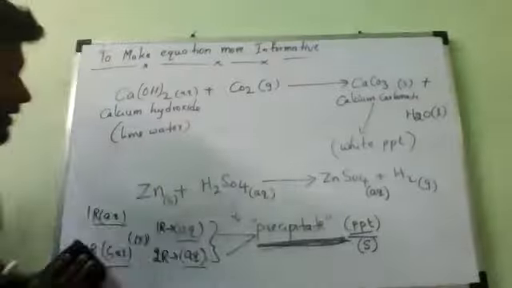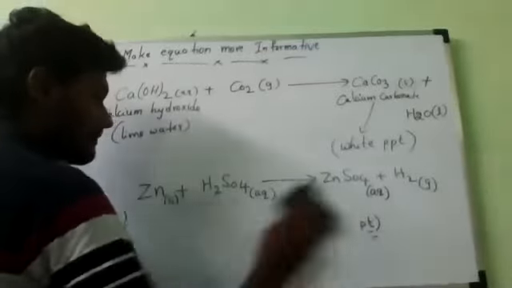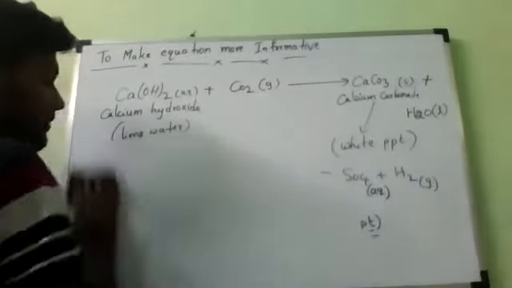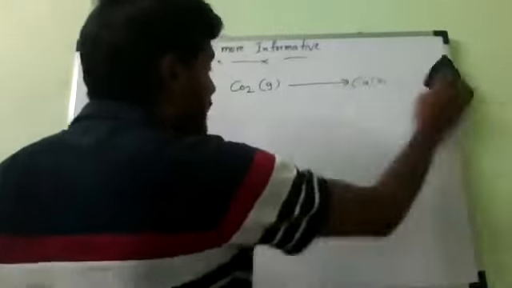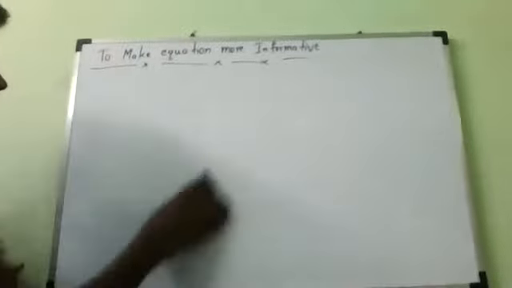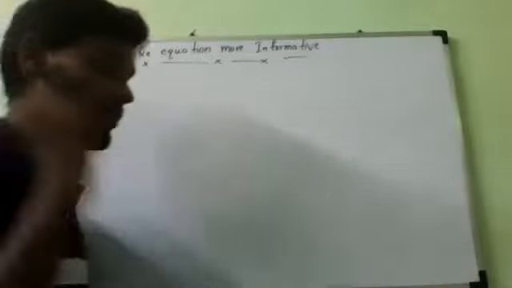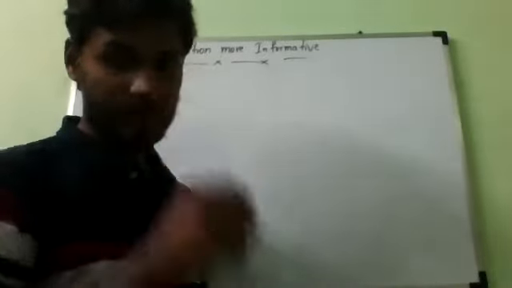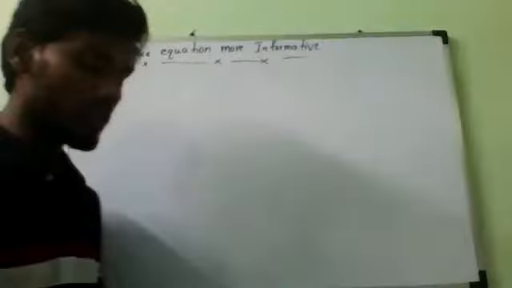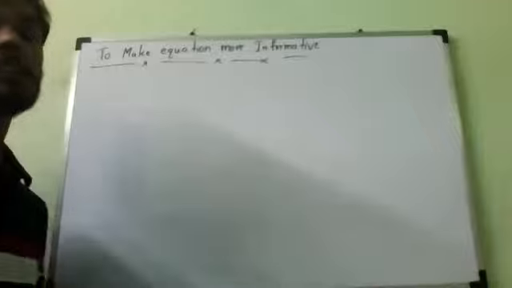What is the second method? This is the first method. What is the second way to make the equation more informative? Heat changes. Very good. Now the second method is to indicate the heat changes in an equation.